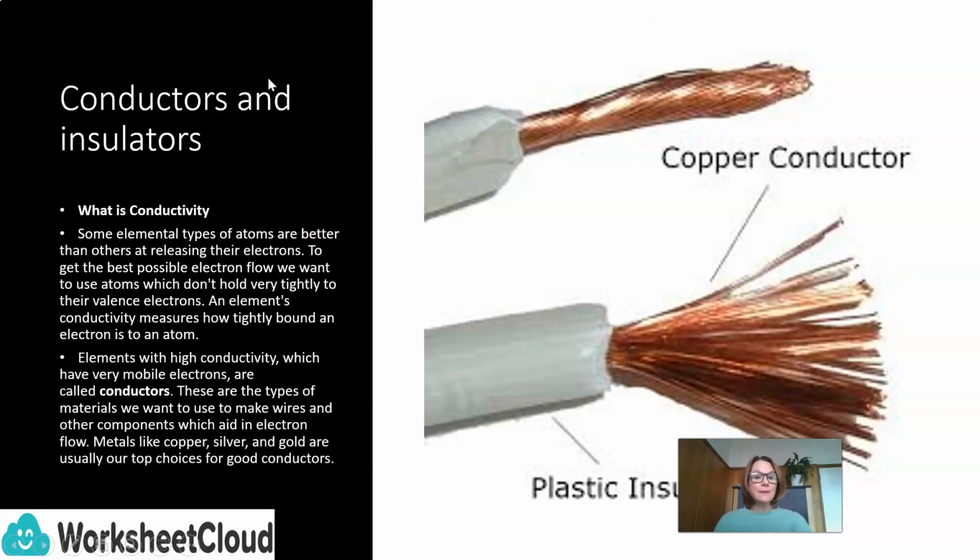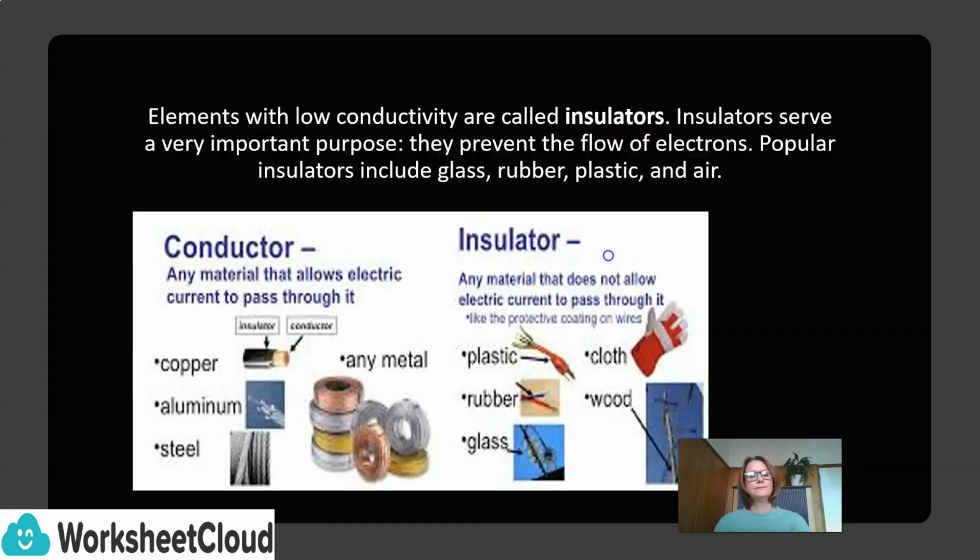So, elements with high conductivity, which have very mobile electrons, are called conductors. These are the types of materials we want to use to make wires and other components which aid in electron flow. So metals like copper, which is a very good conductor of electricity, silver as well as gold are usually our top choices for good conductors.